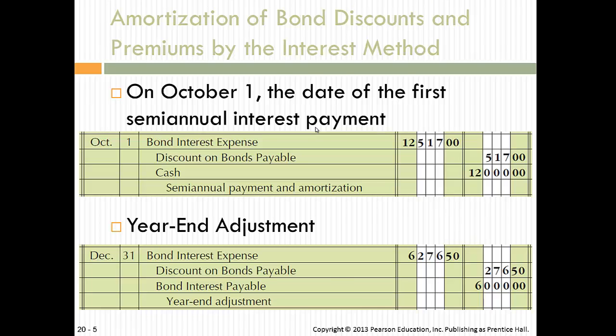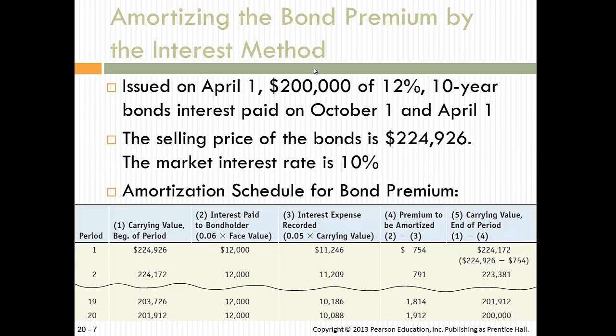Now we have an amortization schedule for a bond premium. It works the same way as for a bond discount. In this example, the selling price of the bonds is $224,926 and the market rate is 10%. $224,926 is the beginning carrying value.